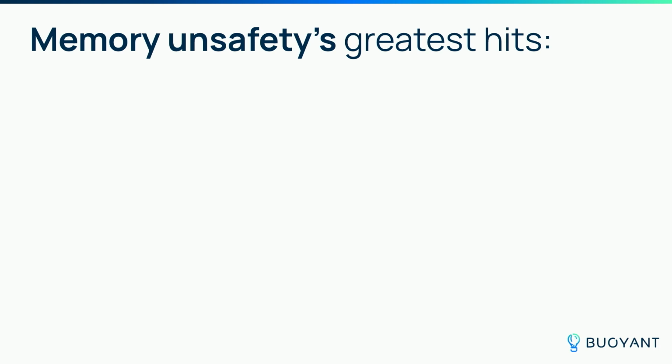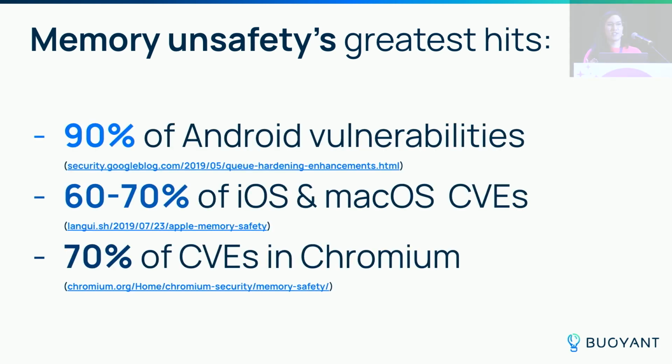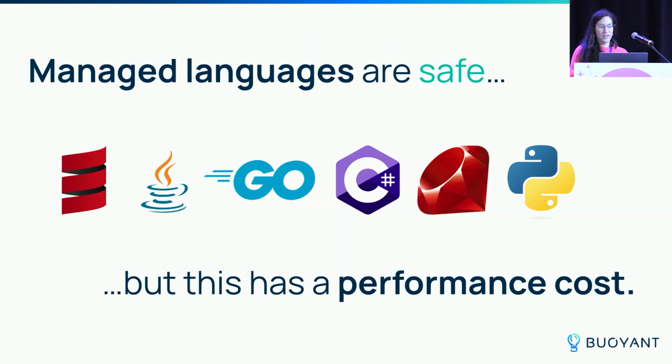And it turns out that these memory unsafety issues are responsible for a surprising majority of security vulnerabilities. 90% of Android vulnerabilities are caused by memory unsafety issues, 60 to 70% of iOS and macOS CVEs, 70% of CVEs in Chromium, all due to memory unsafety in one form or another. So one way to get around this is to use a managed language, right?